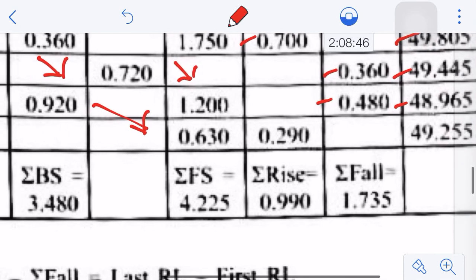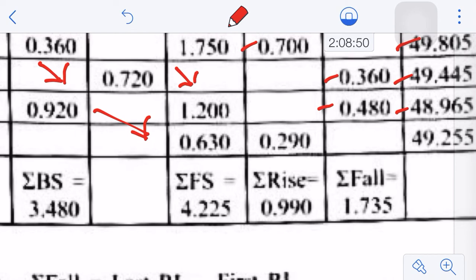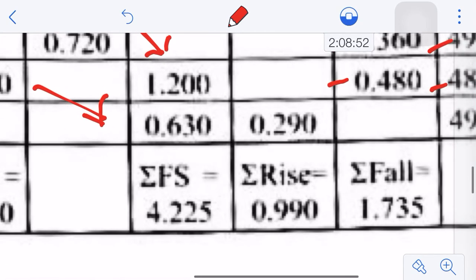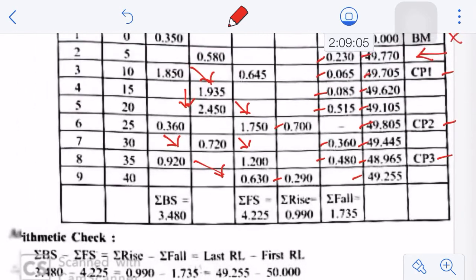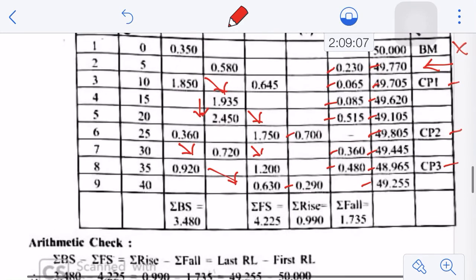That means the reading is further decreasing, not increasing. So the reading is decreasing, that's why it is indicating your rise, and it is written under your rise column, that is 0.290, and rise is to be added to your previous RL, so it is 48.965 plus 0.290, and you will get 49.255. That's how the RLs of different stations are computed using the rise and fall method.